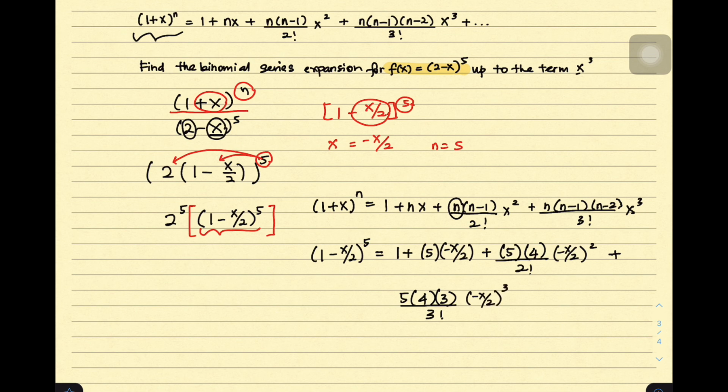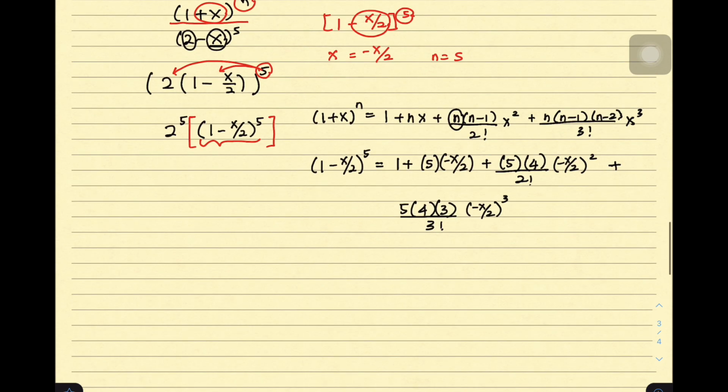Alright, so bila kita dah masukkan nilai n dan nilai x, now we just need to simplify this equation. Kita buat satu-satu. So awak ada dekat sini 1, so negatif x over 2 darab dengan 5, awak ada negatif 5 over 2 x. Okay, so this one 5 darab 4, 20, 2 faktorial adalah 2, 20 bagi 2, 10.